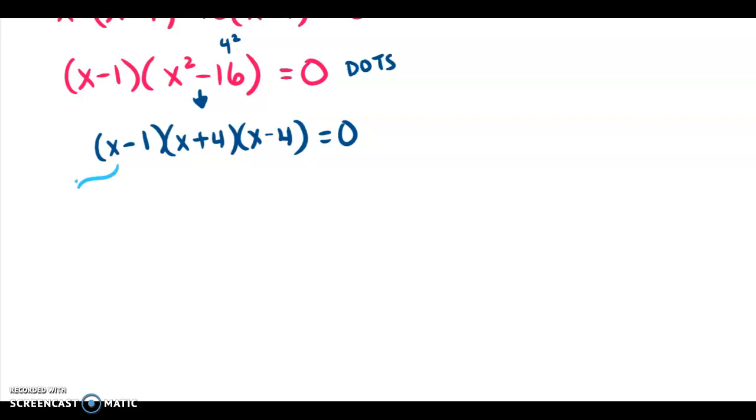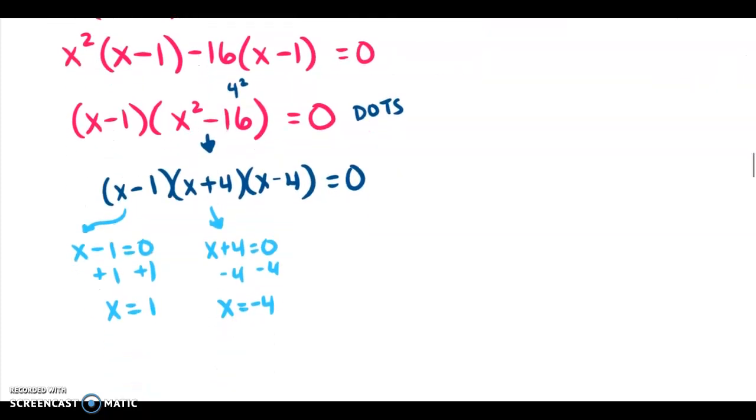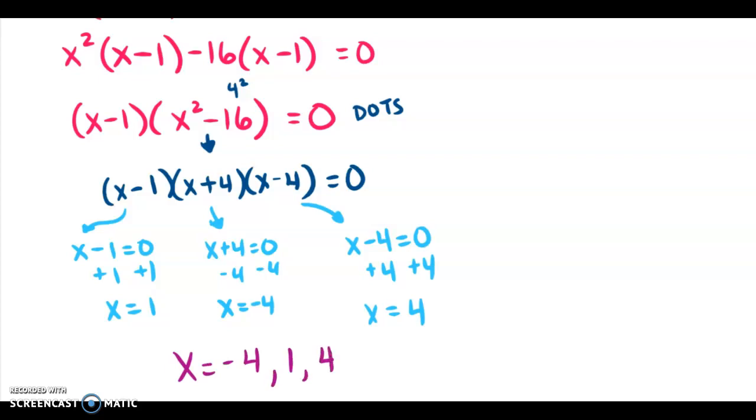Set all of my factors equal to 0, and you might already be able to see that positive 1 is my first one, negative and positive 4 are my other 2. So I have 3 answers here, which relates to my highest exponent being a cubed, so I should have 3 answers. Okay, so my answers are that x is equal to -4, 1, and 4, or whatever way you want to write it, whatever order.